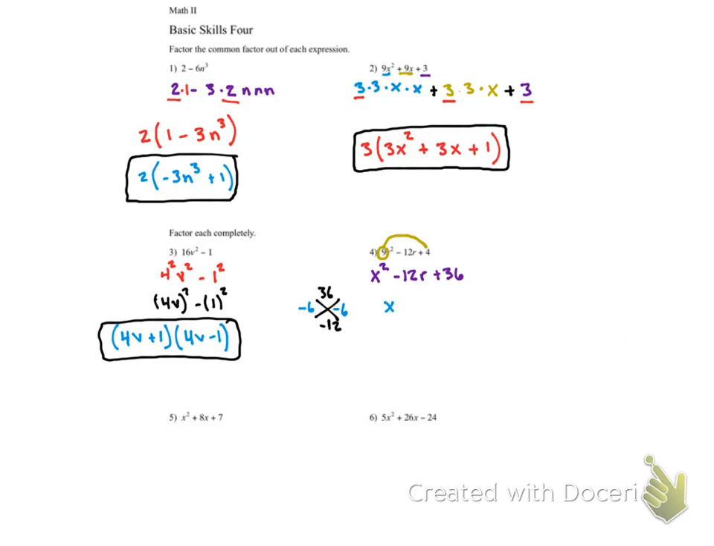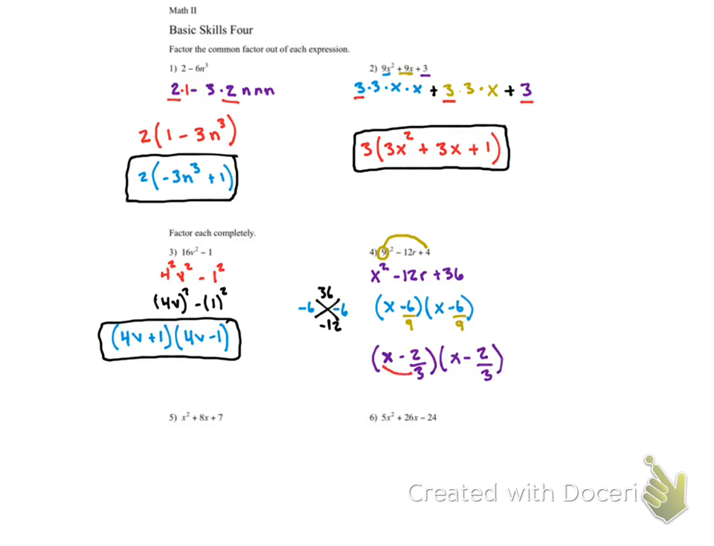So we have x minus 6 times x minus 6. Now going back to that circle that we did in gold, we multiplied by 9, so we got to divide by 9 in this step here. Now when we simplify this, that negative 6 over 9, we got to reduce that. So this is going to be x minus 2/3, x minus 2/3.